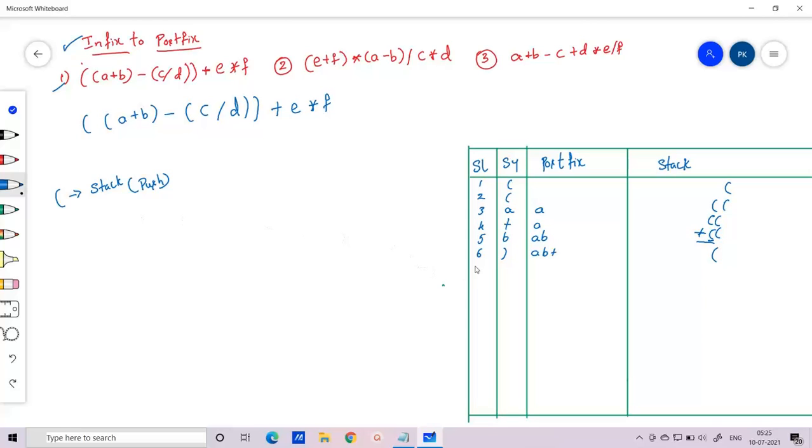Now after that, the seventh character we have is a minus. Minus is an operator. When you see an operator, this operator has to be added onto the stack. Before adding onto the stack, we'll check if there is any operator in the stack. I don't have any operator, so I'll just write minus and the opening bracket. This will remain as it is.